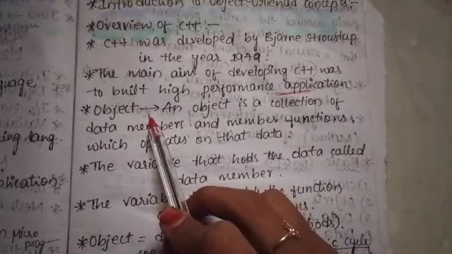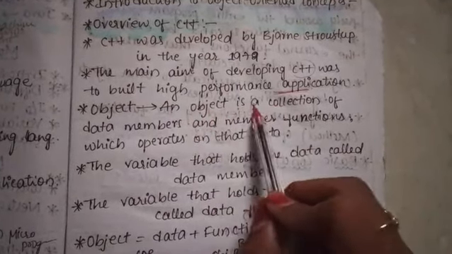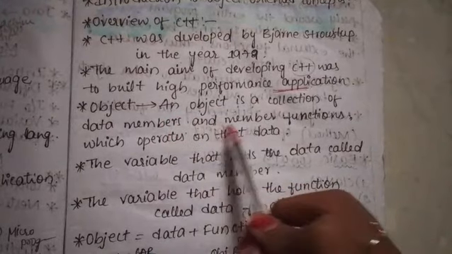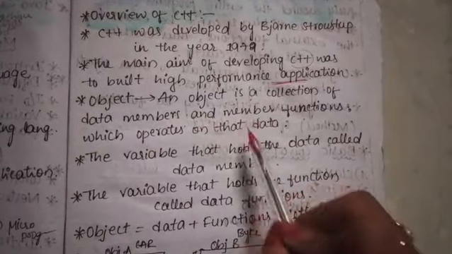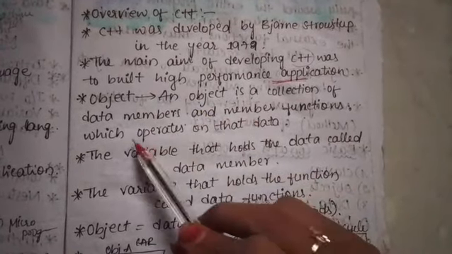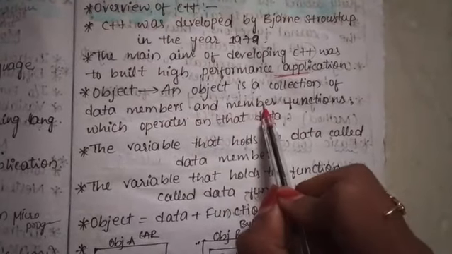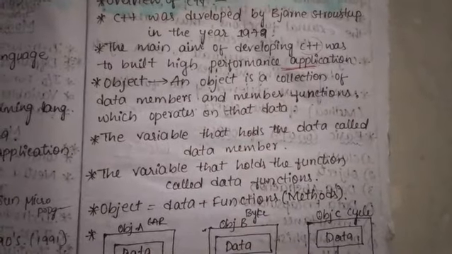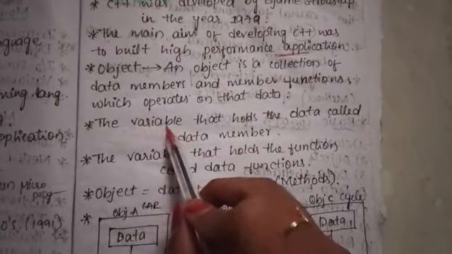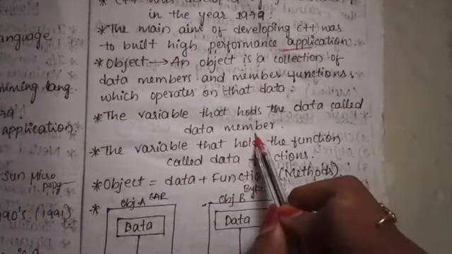And the object, we can see the object. An object is a collection of data members and member functions. We can see the data members and member functions in the object, which operate on that data. Let us see it in diagrammatical form later. And the variable that holds the data is called a data member.